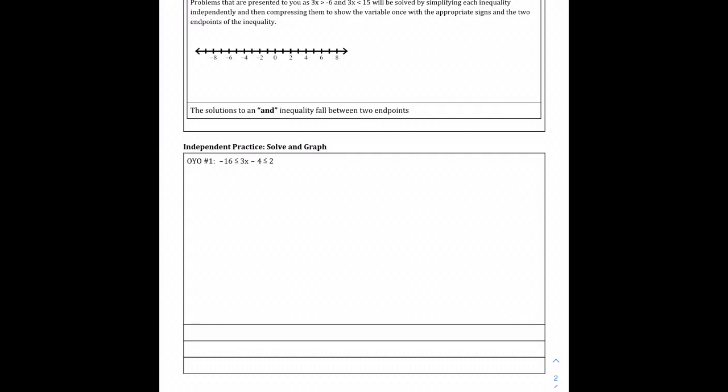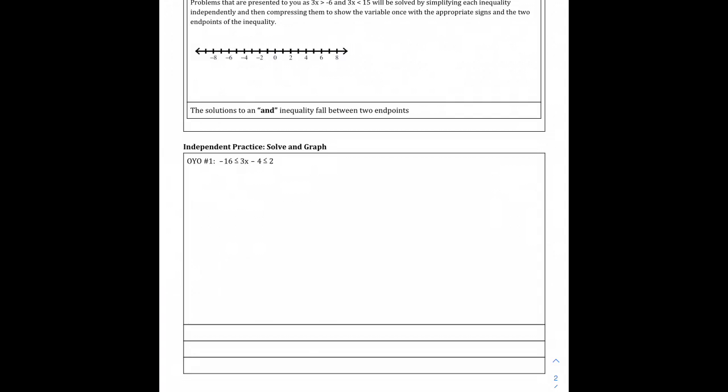Problems that are presented to you as 3x is greater than negative 6 and 3x is less than 15 will be solved by simplifying each inequality independently and then compressing them to show the variable once with the appropriate signs and the two endpoints of the inequality. So if I look at that second problem, negative 2 is less than x, which is less than 5.